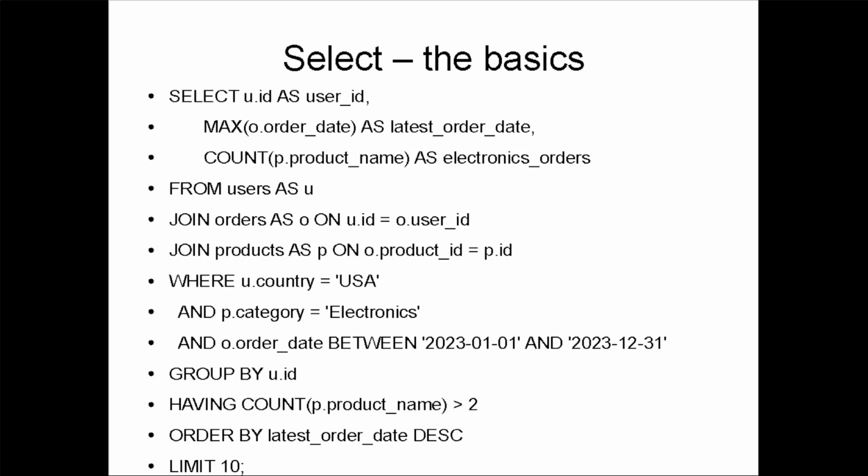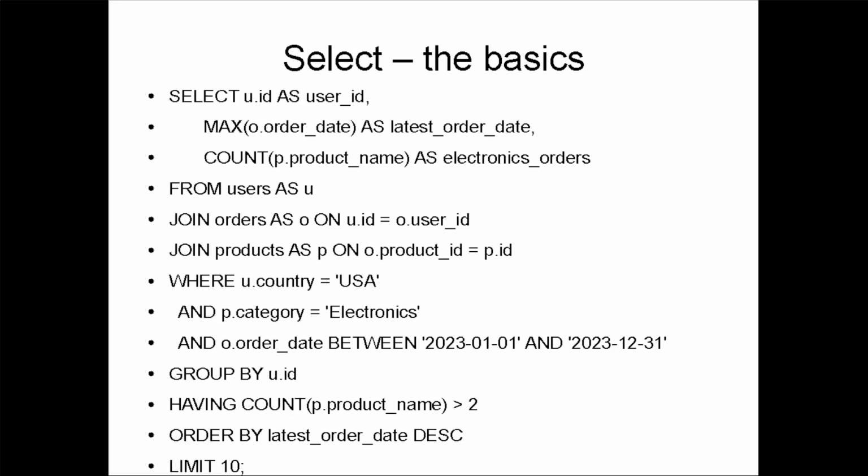Having count p.product_name greater than 2 filters the grouped results, keeping only the groups, users, where the count of electronics orders is greater than 2. It ensures you only see users who ordered electronics more than twice in 2023. Having works on groups, unlike where, which works on individual rows.